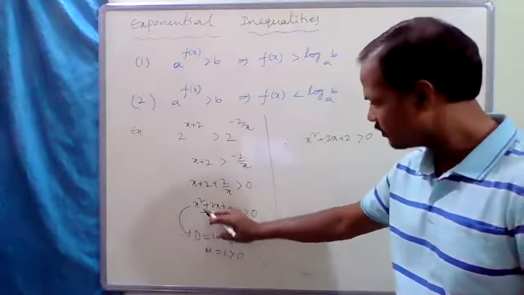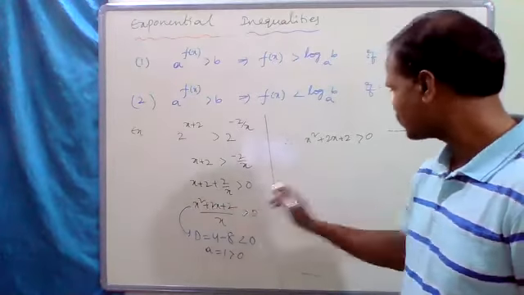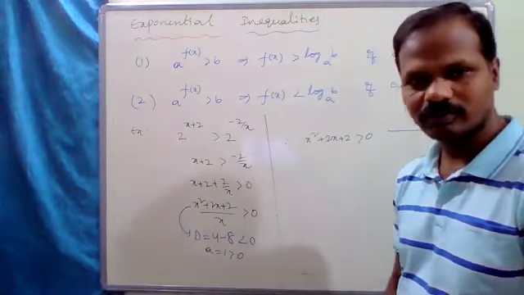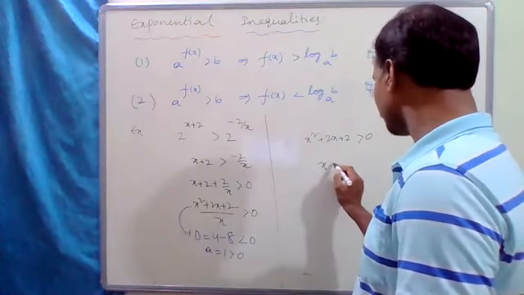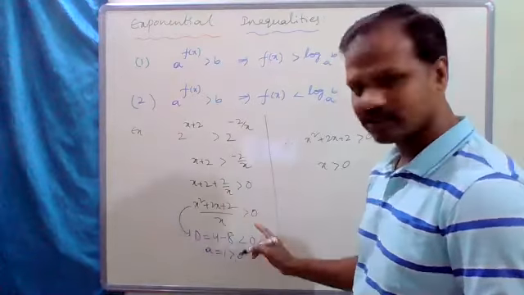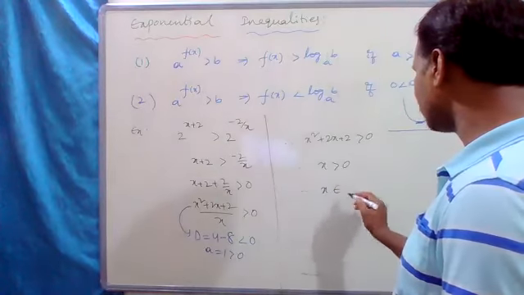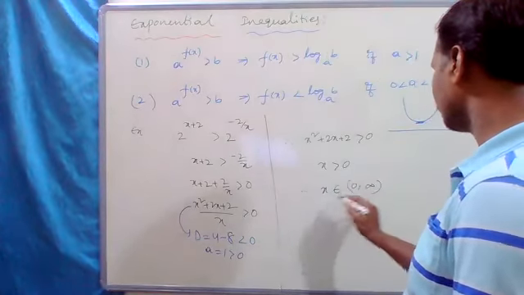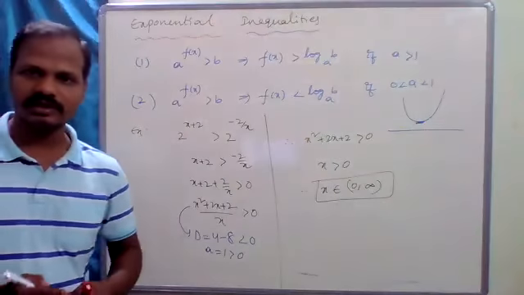Now, while solving this rational expression, since the numerator is always positive because d is less than 0 and a is greater than 0, it is enough that x must be positive. If x is positive, then the total expression is positive. So what is the solution? x belongs to (0, infinity). This is the solution. Is it clear to everybody?